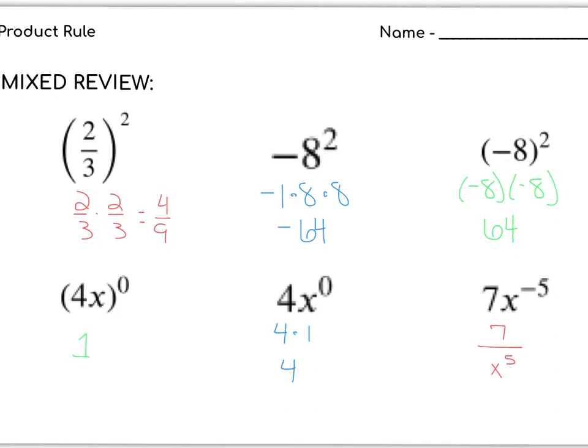The 4x in parentheses squared, the whole base is 4x. Anything to the 0 power is 1. Here, just the x is the base of that 0, so just that equals 1. And 7 times x to the -5. The x has a negative exponent, so it goes to the denominator and the exponent becomes positive. If you have any questions on these, please let me know.